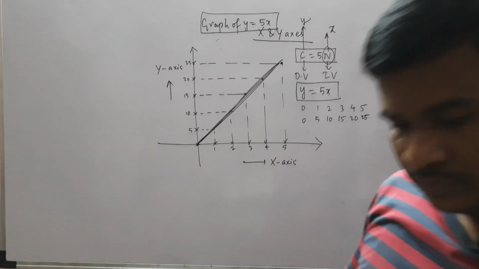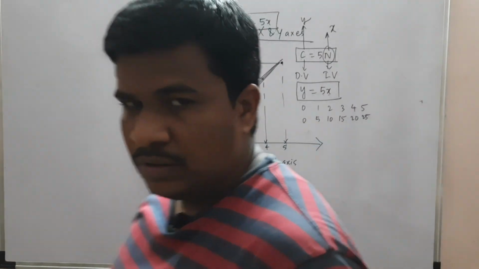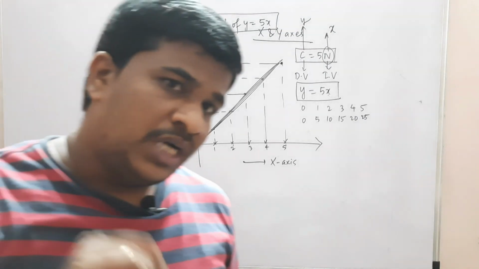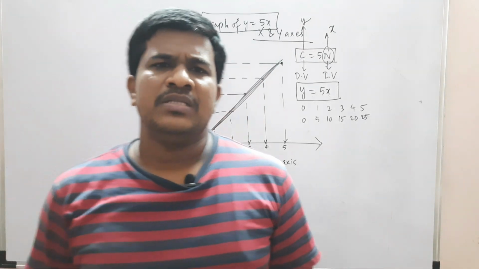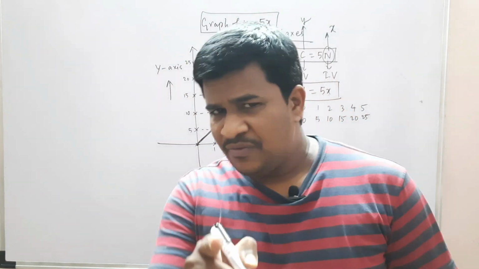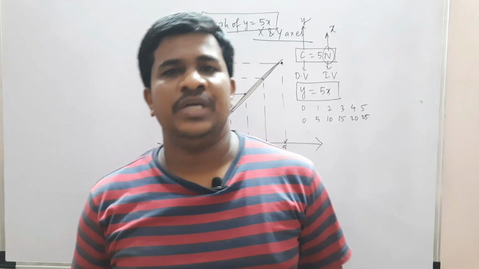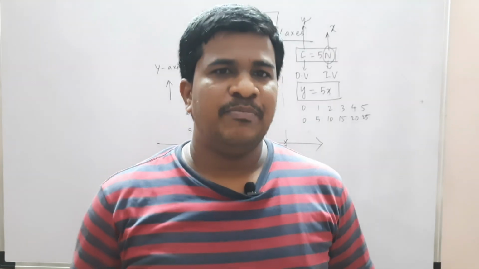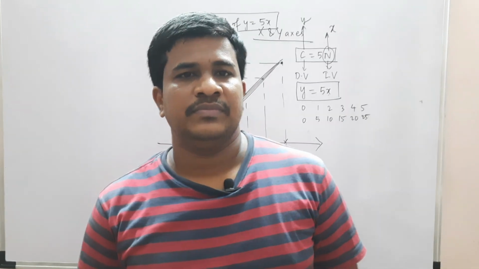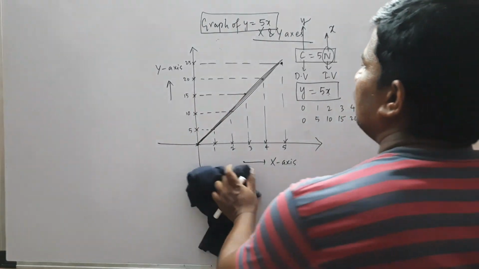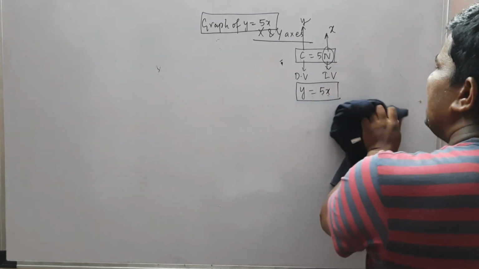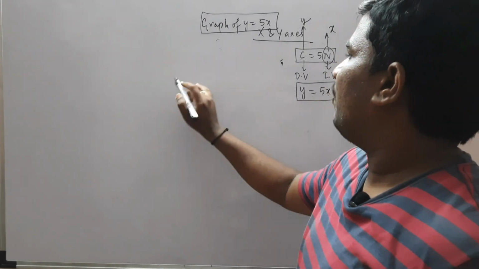So you are getting a straight line when two quantities are directly proportional to each other. This is a very important point to be remembered. Whenever two quantities are directly proportional to each other, if you plot a graph between them, it will be a straight line passing through the origin. Okay, so y equal to 5x. What is the shape of the graph you got for y equal to 5x?